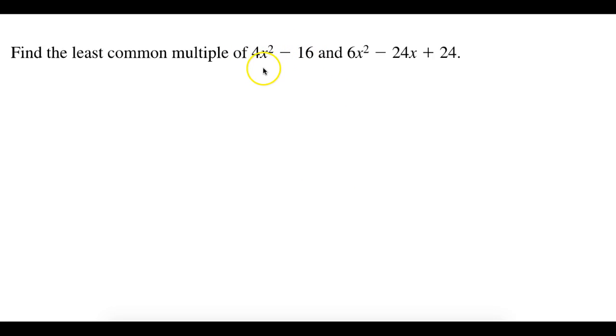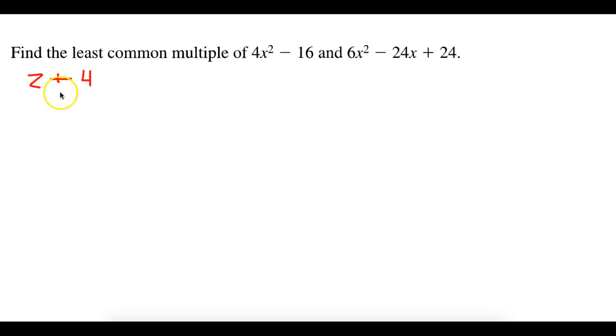We've got 4x squared minus 16 and 6x squared minus 24x plus 24. Now, let's think back to what the least common multiple means. If we had, let's say, 2 and 4, and those were our expressions, and we wanted to find the least common multiple of that, it's very evident, most people can just see it, that it's 4.